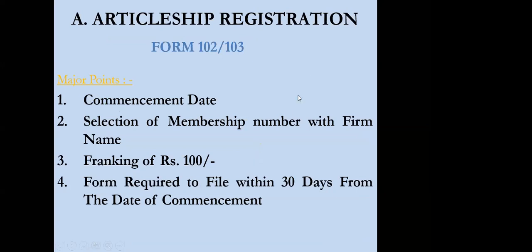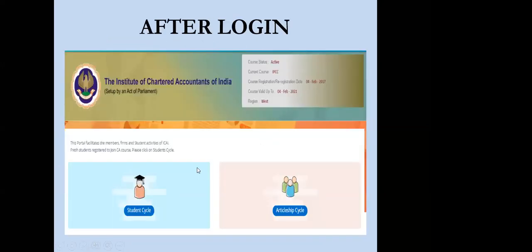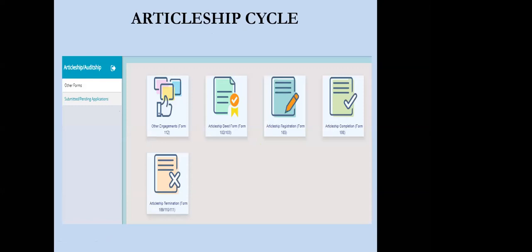So now, for your articleship registration, you have to log in to your registration. Then you have to go to the articleship cycle. In the articleship cycle, there are lots of forms available. But once you are registered for the first time, only two forms are available, 102 and 103.